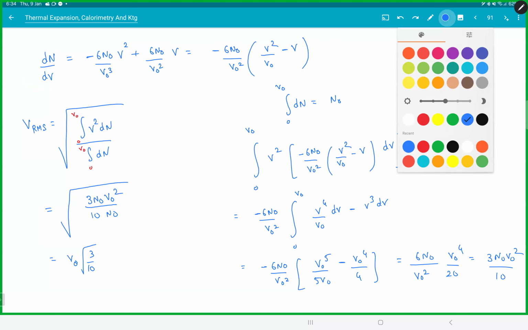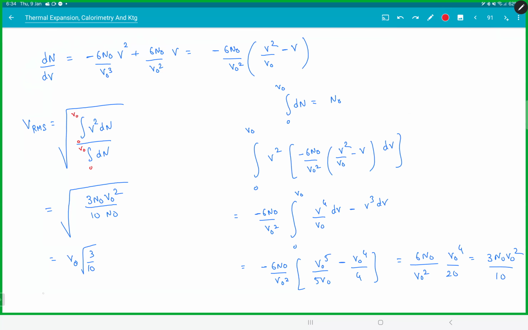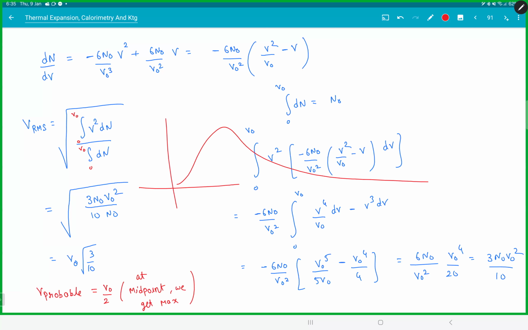And V probable would be the midpoint. That is a maximum. V probable is V naught by 2. That is the peak value. So at midpoint, we get max. It's a parabola, so midpoint will be maximum. Normal distribution is not a parabola. That is like this. So that won't come in the midpoint there.